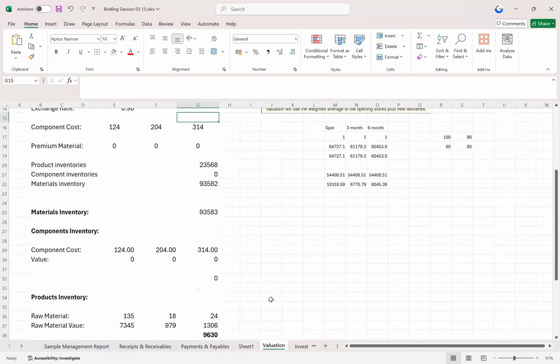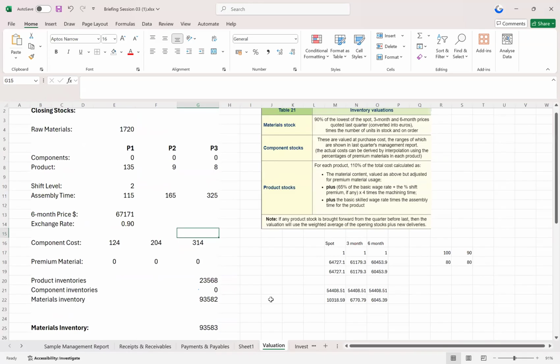Sir, my doubt is, why have you taken the material stock valuation as the lowest? Because actually, if we are purchasing on spot versus on 3 months, the price should be taken from that particular thing. For a spot, the price is different. We have given a formula, sir. The simulation has a predefined formula.